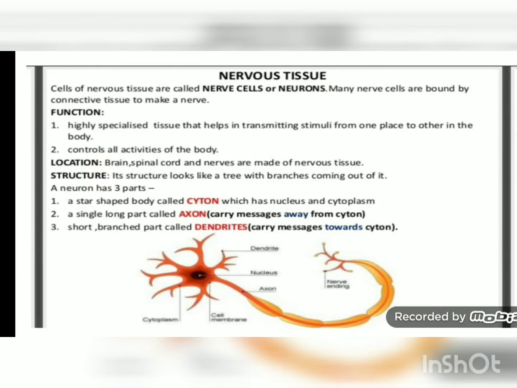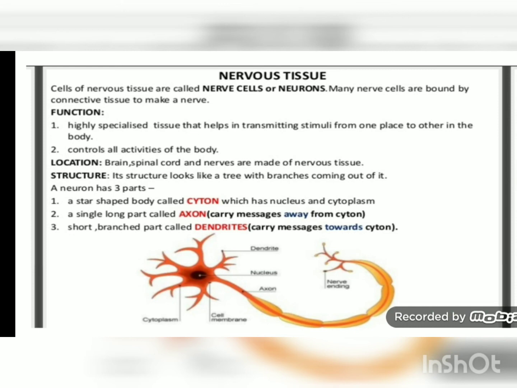Nervous tissue. This is a very important tissue. The cells of nervous tissue are called nerve cells or neurons. Many nerve cells are bound by connective tissue to make a nerve. Now, functions of nervous tissue. Nervous tissue is highly specialized tissue that helps in transmitting stimuli from one place to another in the body and controls all the activities of the body. How these stimuli are transmitted inside our body and how a response is sent by the brain, I will explain by showing you a video after this slide.